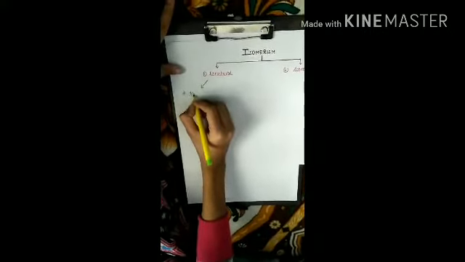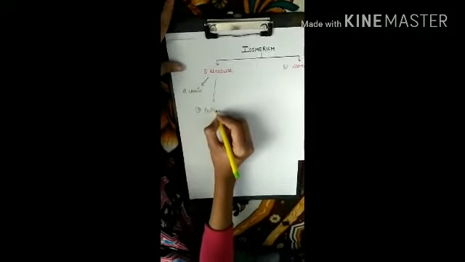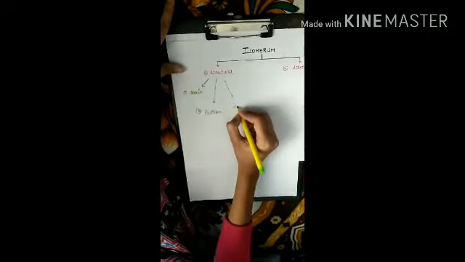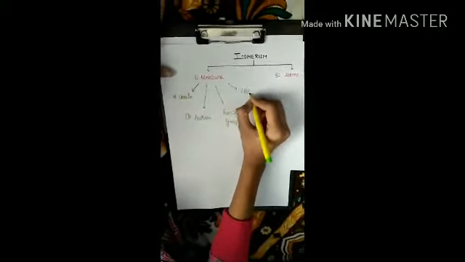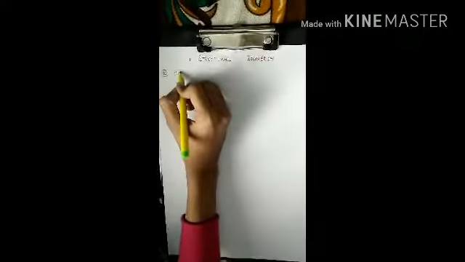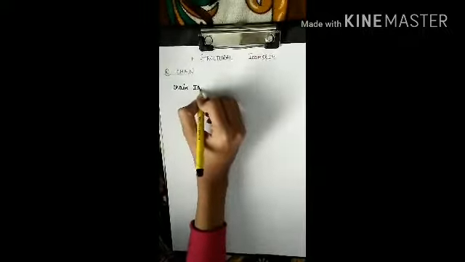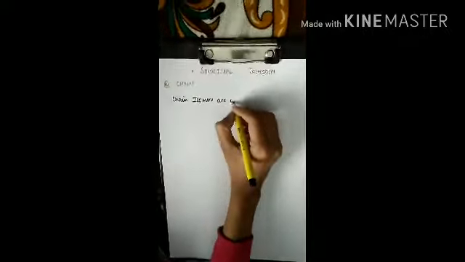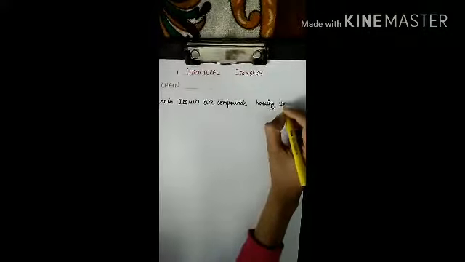Structural isomerism is further divided into four types. First, chain isomerism. Second, position isomerism. Third, functional group isomerism. And fourth, metamerism. Let's talk about chain isomerism. When two or more compounds have the same molecular formula but different carbon skeletons, they are referred to as chain isomers.